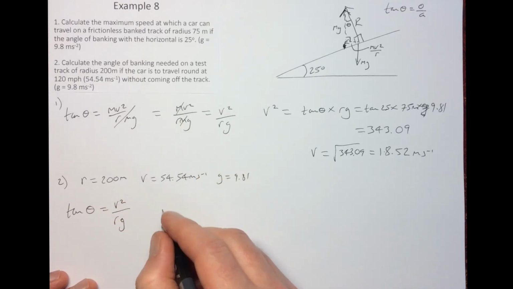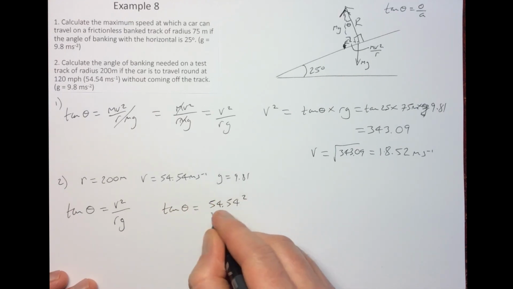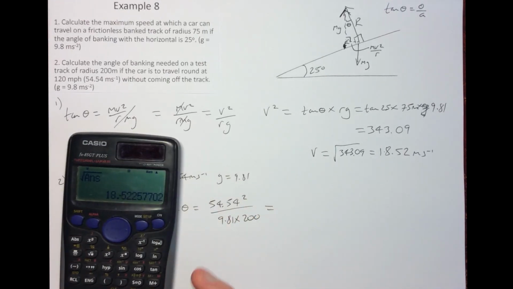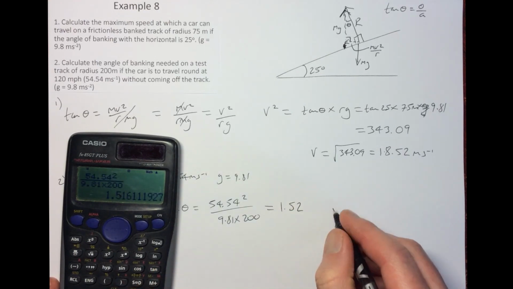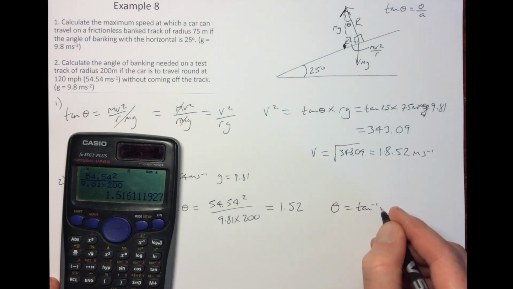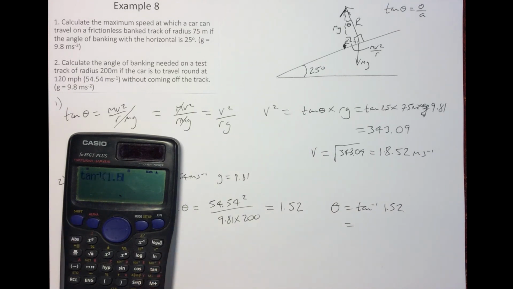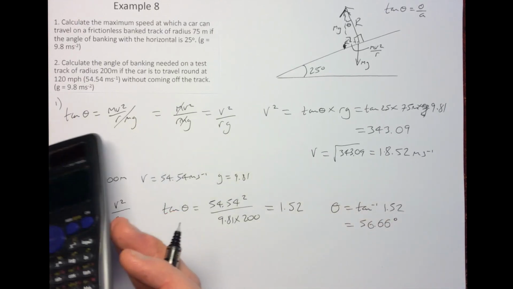Okay, and it's asking us to work out the angle. So tan theta is equal to 54.54 squared over 9.81 times 200. If we put that into the calculator, 54.54 squared divided by 9.81 times 200, that's going to give me 1.52. So theta is going to be tan to the minus 1 of 1.52, and that's going to give me 56.66 degrees. Okay, so that's that one.